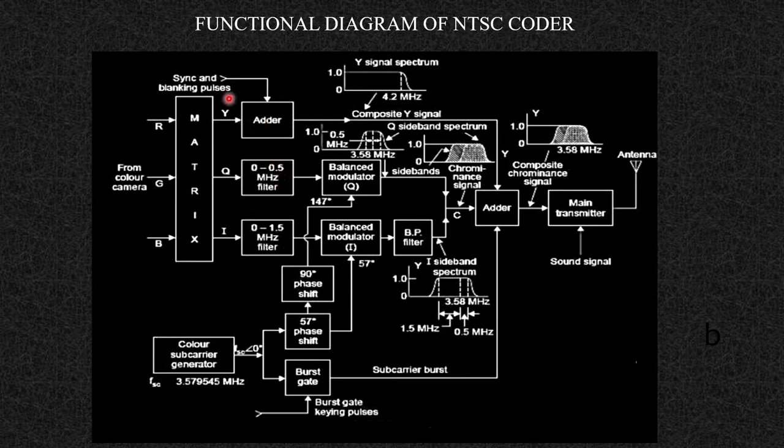Your sync and blanking pulses get added to your luminance signal, and that signal is given to the adder. Next, the I and Q components are given to the balanced modulators. The output of a balanced modulator is double sideband suppressed carrier, so you'll get only the sidebands here, okay? Now to these modulators, you are giving the carrier from the color subcarrier generator.